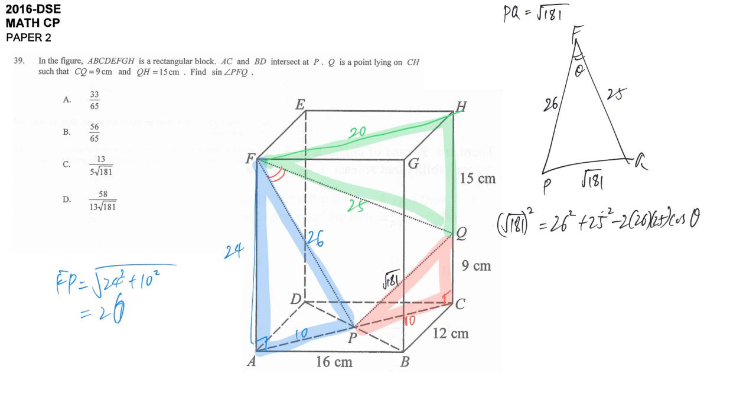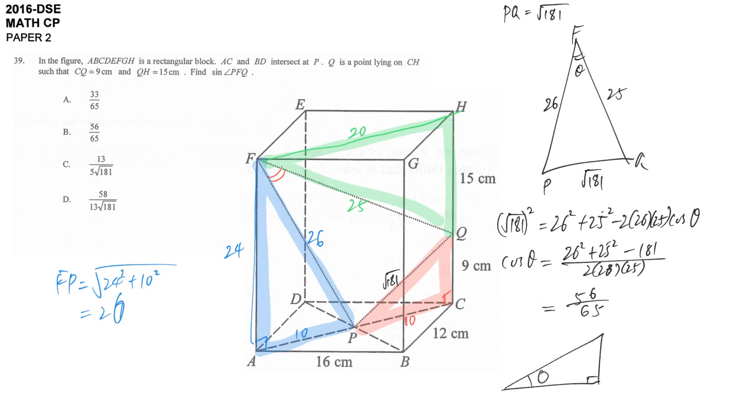We want to make theta our target. So we change the subject. Cosine theta is equal to 26 squared plus 25 squared minus 181 divided by 2 times 26 times 25. We get 56 over 65. If we consider a right angle triangle with cosine theta 56 to 65, that means the adjacent side is 56. Then the hypotenuse is 65.